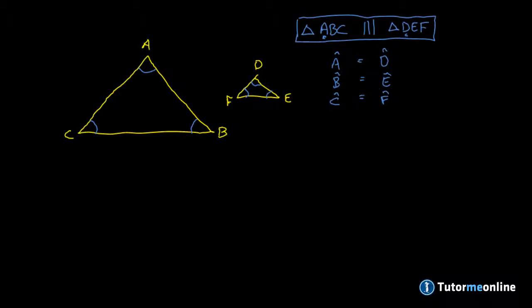Now, as a result of this, we can then deduce certain ratios between the sides, because up until now we've of course only spoken about the angles of the triangles, or the corresponding angles of the triangles. So what about the sides? Because of the fact that these two triangles are similar, we can then deduce certain ratios from this.